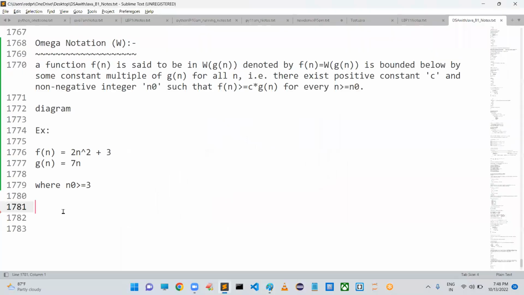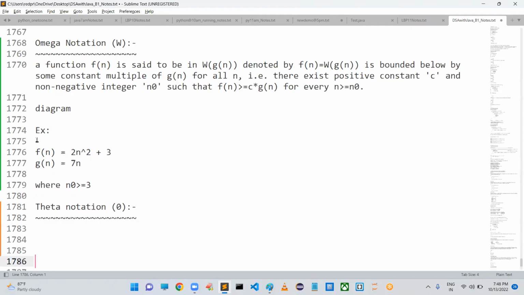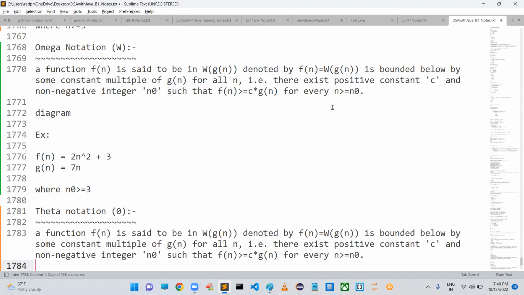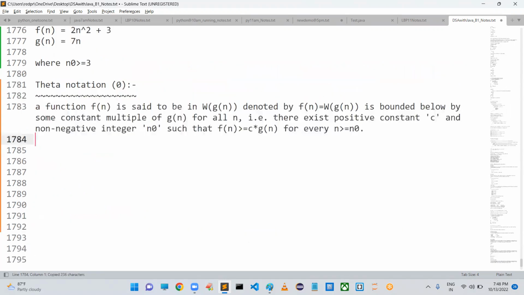Right. So let us go for the next notation, which is theta notation. I can't represent the symbol in this font, but for convenience I am taking 0, because in this font it will look something like theta. Let us take this definition as it is; the only changes are the functions and values.